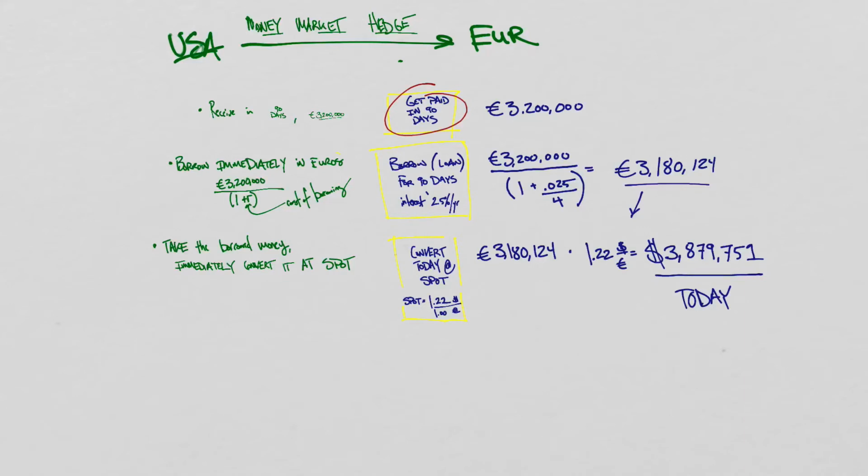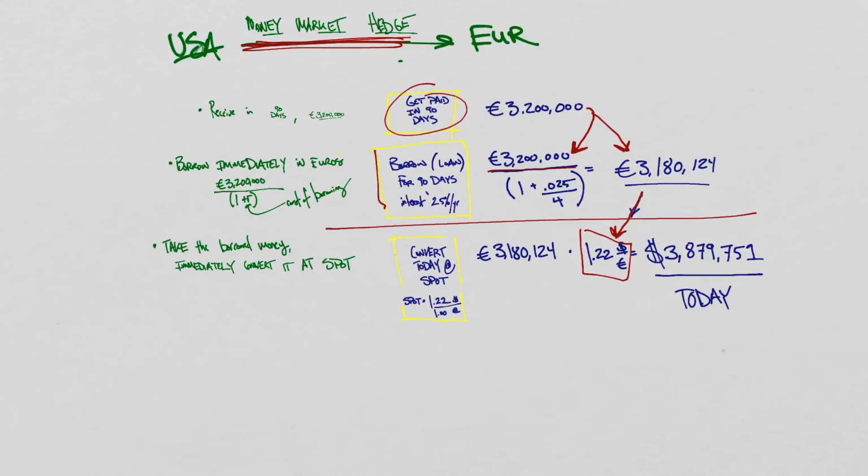But that's fine. What they've done is they've effectively closed the loop. In 90 days, they'll get paid 3.2 million euros. But at the same time, as soon as they booked this sale, they borrowed a loan for just about that amount. And so when they get paid from their client, the 3.2 million euros, they'll immediately use that to pay off the loan, the approximately 3.2 million euro loan. And in the meantime, as soon as they booked this order, they did this loan and converted the loan proceeds into dollars at the spot exchange rate.